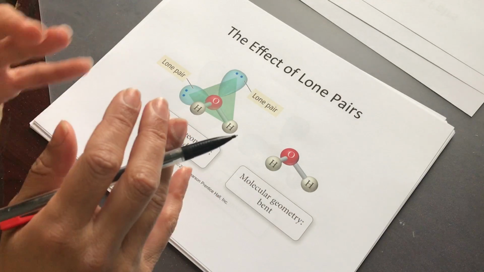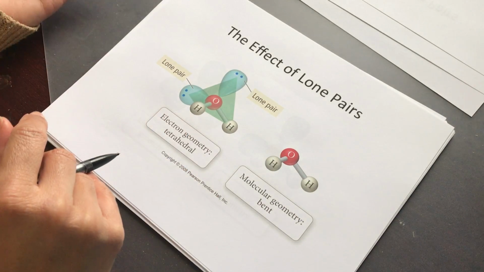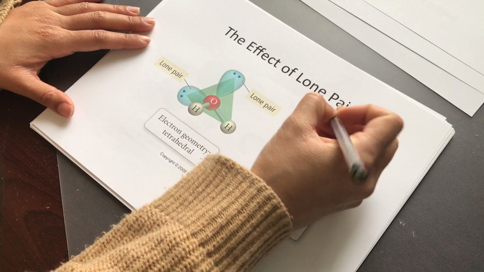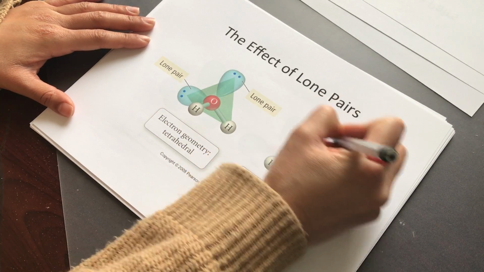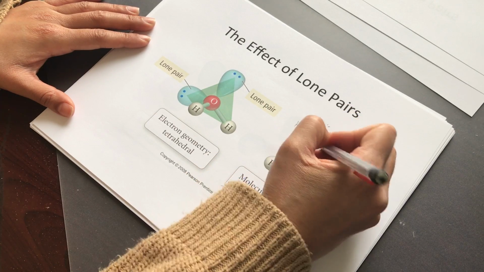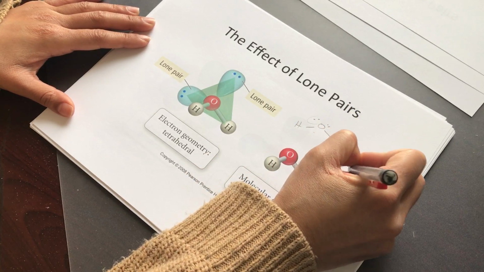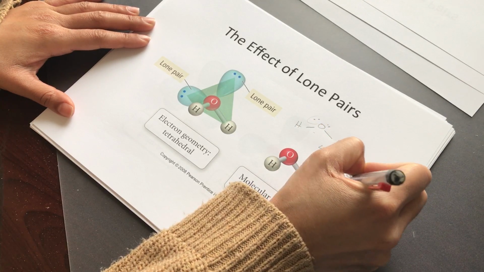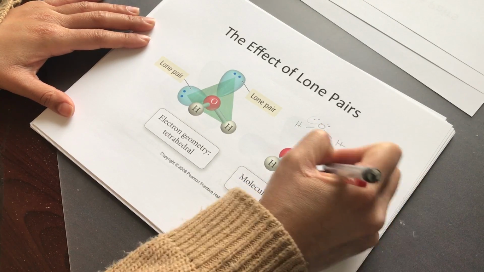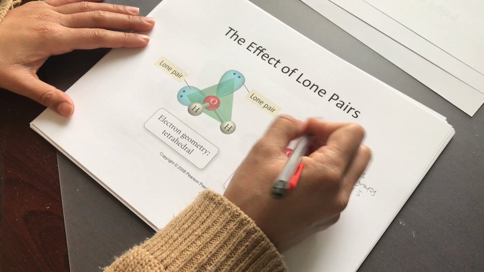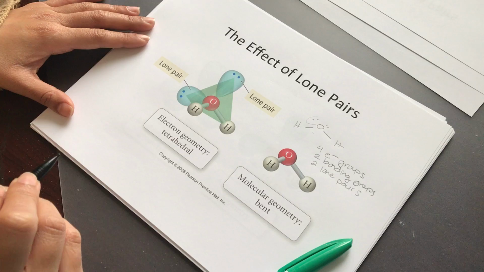Now, what if you still have 4 groups, but you have more lone pairs? So for water, for example, if I redraw my water from before, I have 1, 2, 3, 4 electron groups. I have 2 bonding groups, and I have 2 lone pairs.